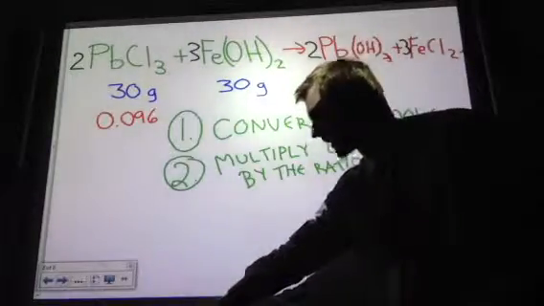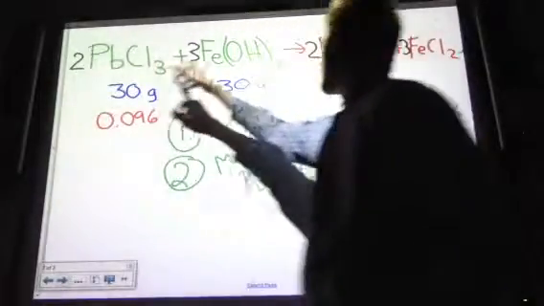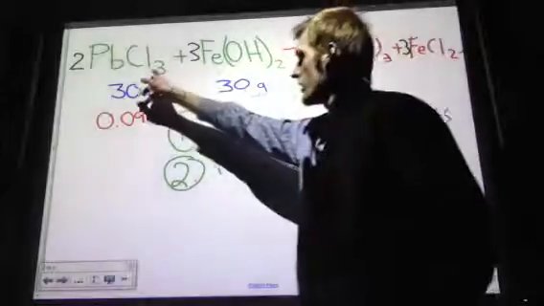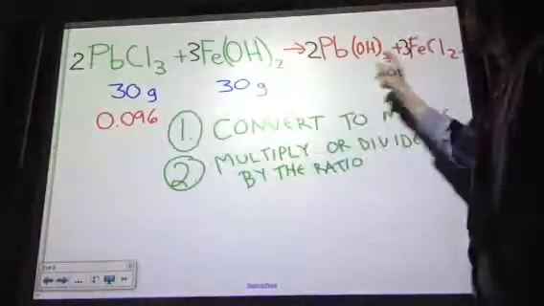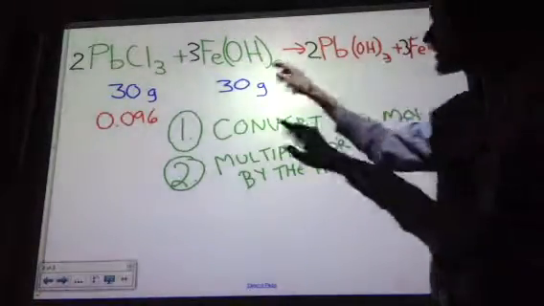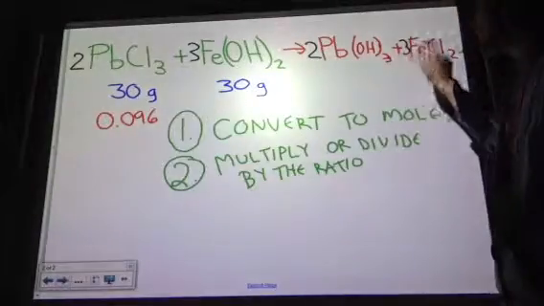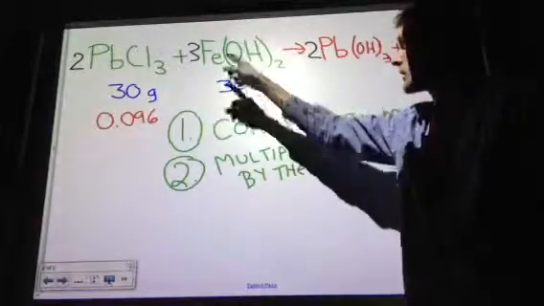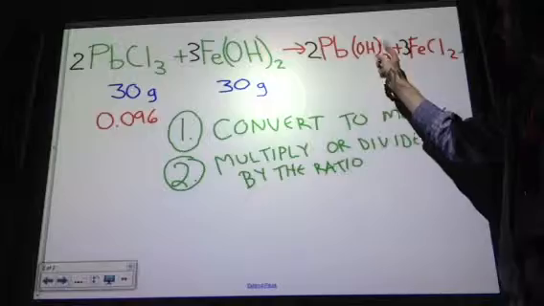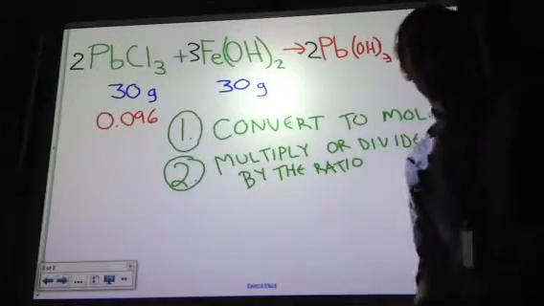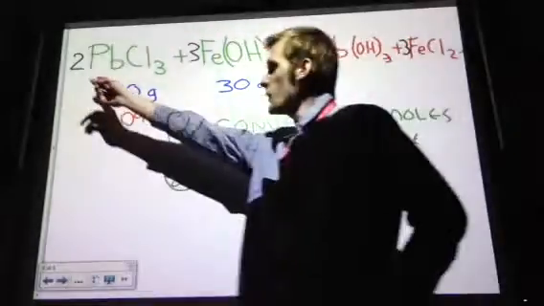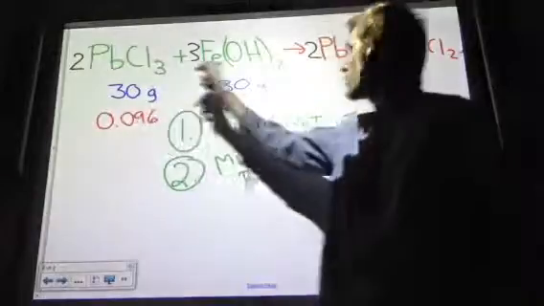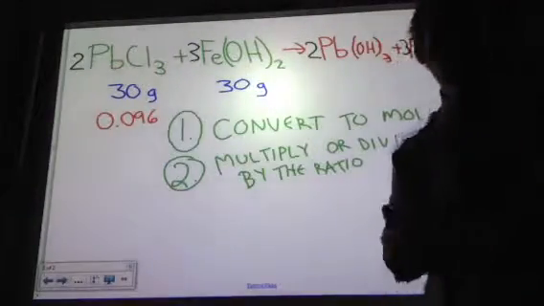Okay, so now let's double check. Pb on this side, 2. Pb on this side, 2. Cl on this side, 3 times 2 is 6. 3 times 2 is 6. Fe, 3. Fe, 3. OH, 2 times 3 is 6. 3 times 2 is 6. So we're all good. So the ratio is basically the numbers in front. 2, 3, 2, 3. That's the ratio.